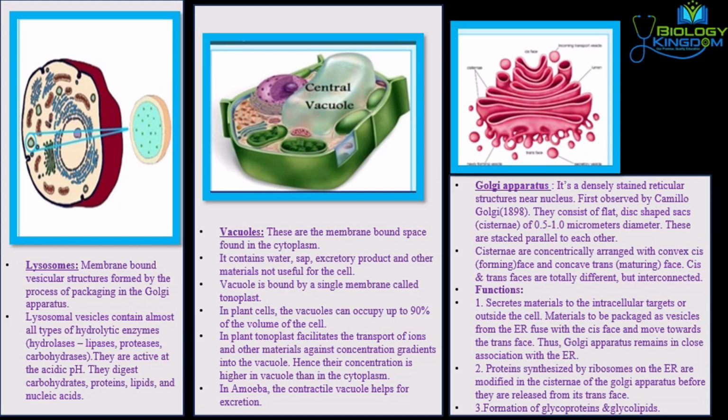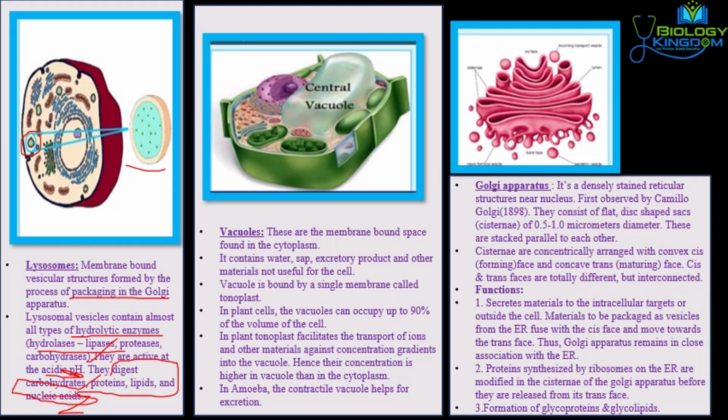So coming to the next part, the lysosomes. These are the membrane-bound organelles inside the cell. This is a very small structure. Lysosomes are formed by the packaging in the Golgi apparatus. Almost all types of hydrolytic enzymes are present in them, like hydrolases, lipases, and all the things. They are very much active in case of acidic pH. They have the ability of digesting the carbohydrates, proteins, and nucleic acids also.